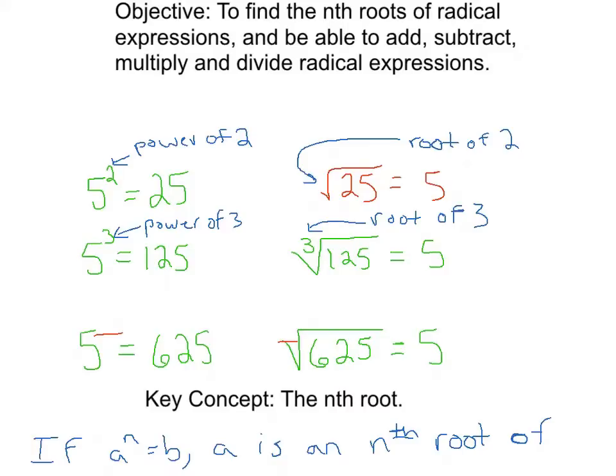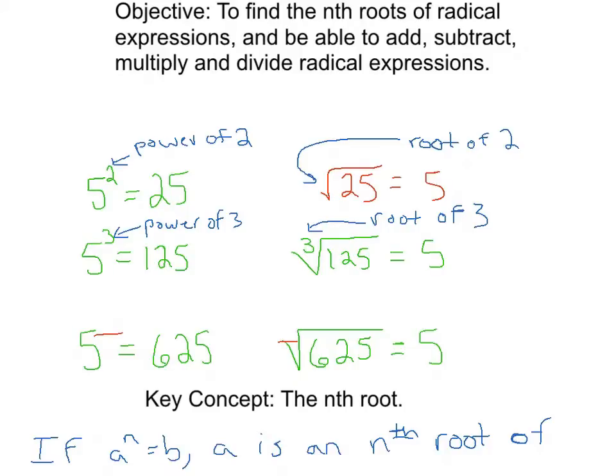And it says that corresponding to every power, there is a root. So what this is talking about is if we have 5 squared, we know that is equal to 25. Well, that's the power of 2. Its corresponding root is the root of 2, which we say is the square root. So if we reverse this equation, we could take the square root of 25 and we could get 5. So that is an opposite operation.